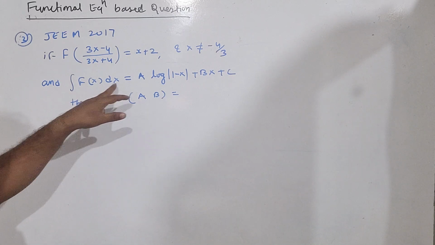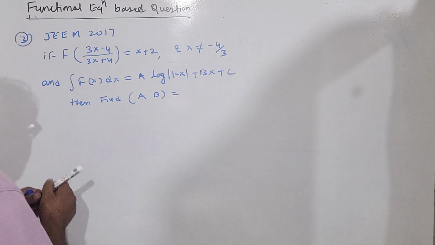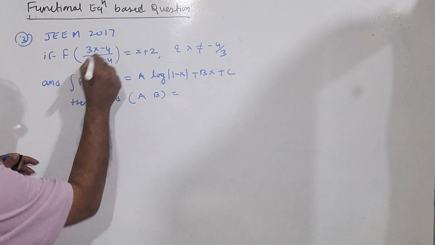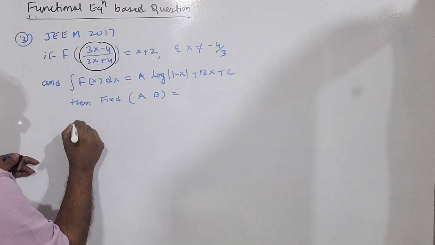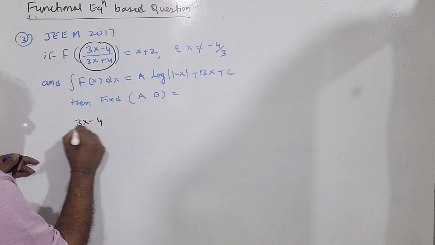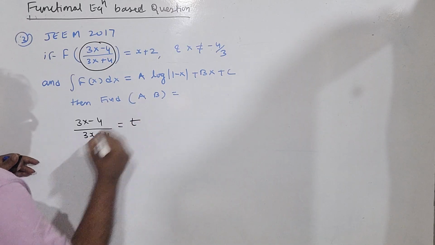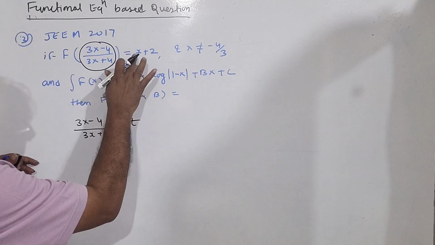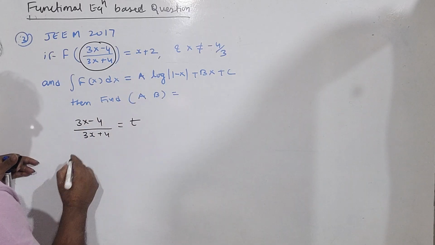So integration of f(x) dx equal to a into log of mod of 1 minus x plus bx plus c. Then find a, b ordered pair. Okay, so what is given here? Definitely I have to put this (3x minus 4) divided by (3x plus 4) as a new variable, say t. Then this x has to be represented in terms of t. So therefore I will simplify this.